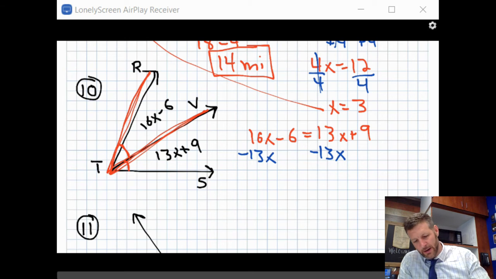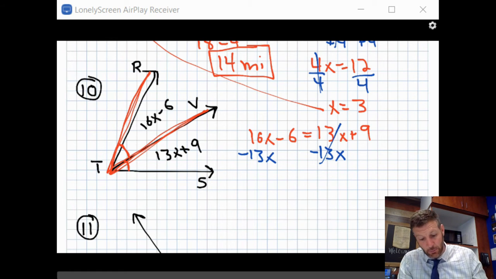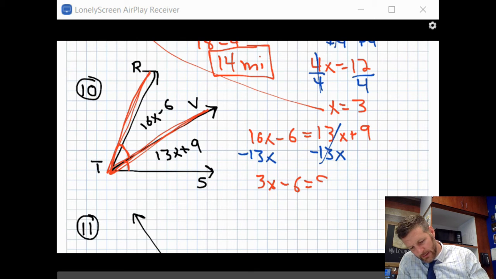Again, note I do the minus 13 because I don't want a negative number. I'd rather subtract 13 from 16, then move the 16 to the other side and do 13 minus 16. It would still work out, but it's a little more of an opportunity for a mistake. So 16 minus 13 is just 3x. And then I still have my minus 6 equals my 9.